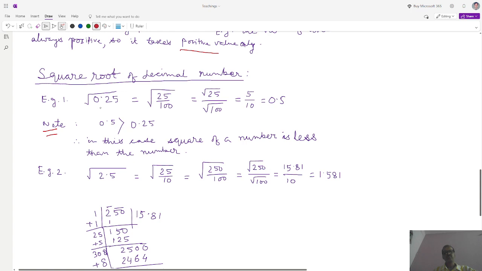We find out the square root value of 0.25 and get 0.5. And here it is noticed that 0.5 is greater than 0.25. In this case, the square of a number is less than the number.